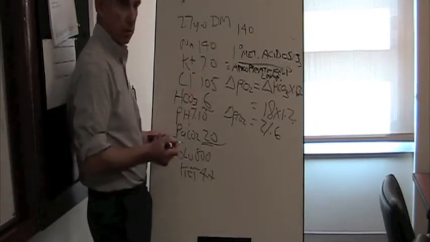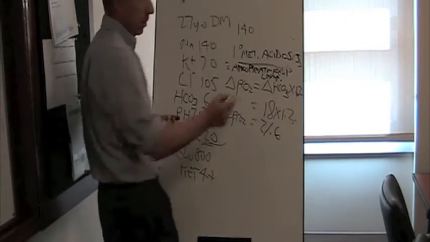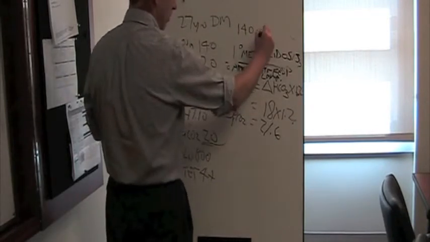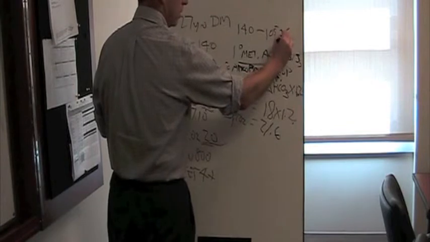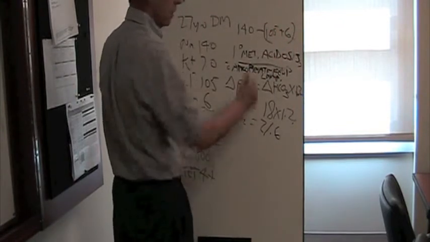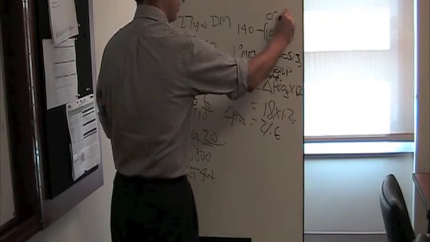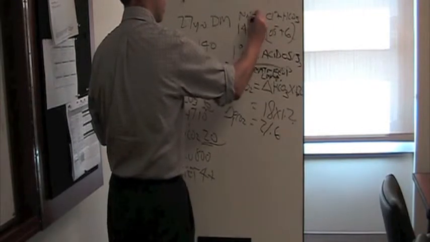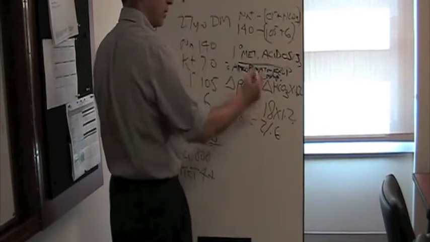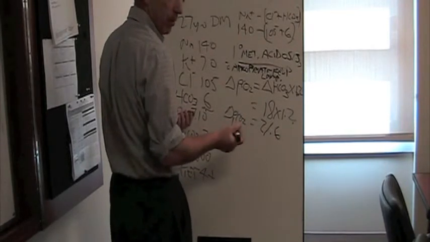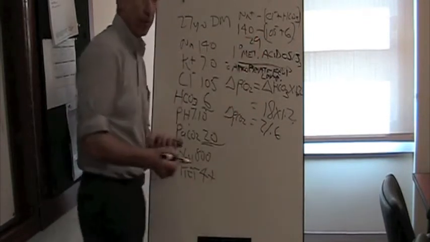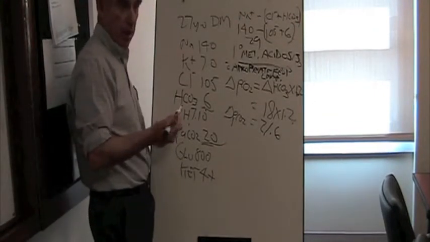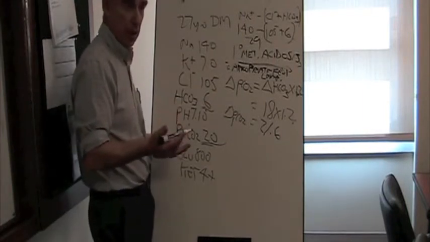So 140 minus the bicarb plus the chloride. So you have the chloride, 105, plus 6, the bicarb. So you have 111. 140 minus 111 is 29. So you have an anion gap of 29, right? Okay, so is that an increased gap? Yeah, so you have an increased anion gap acidosis.